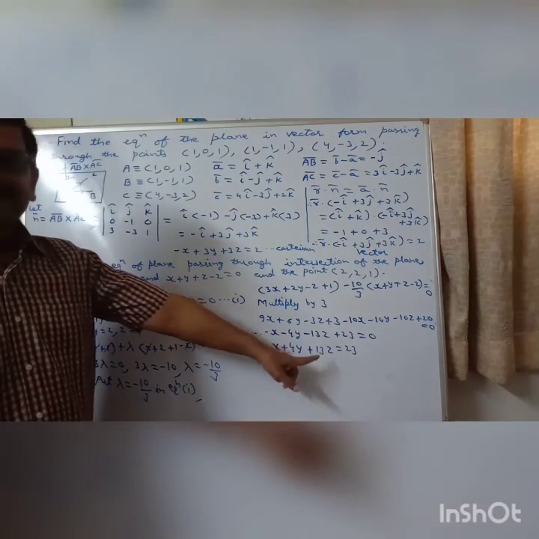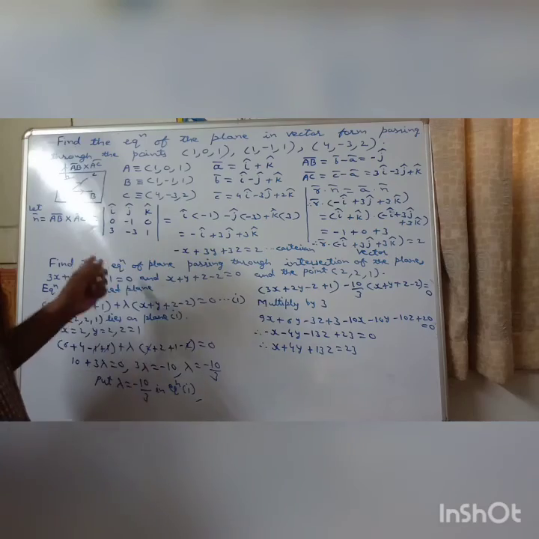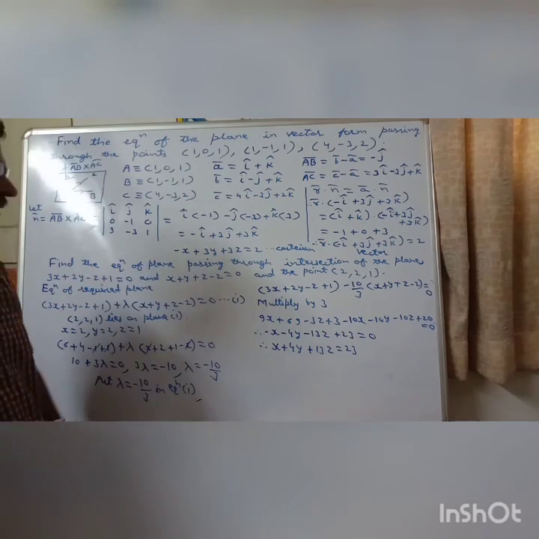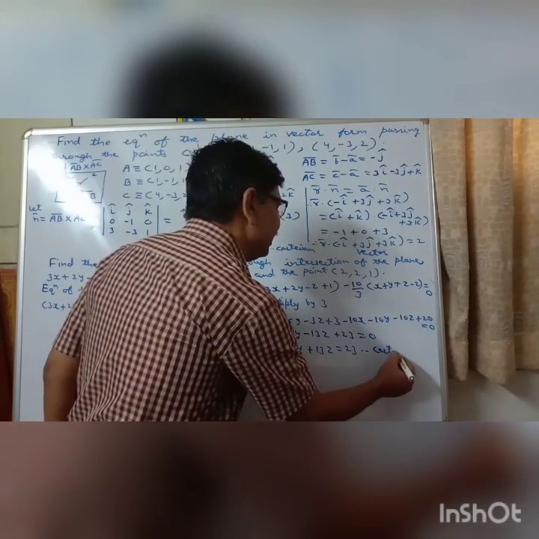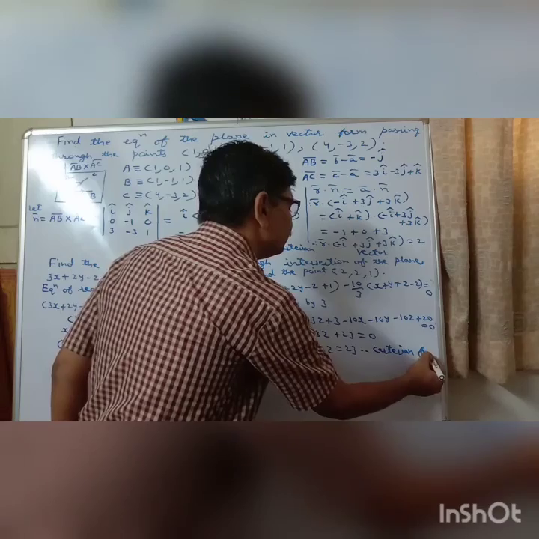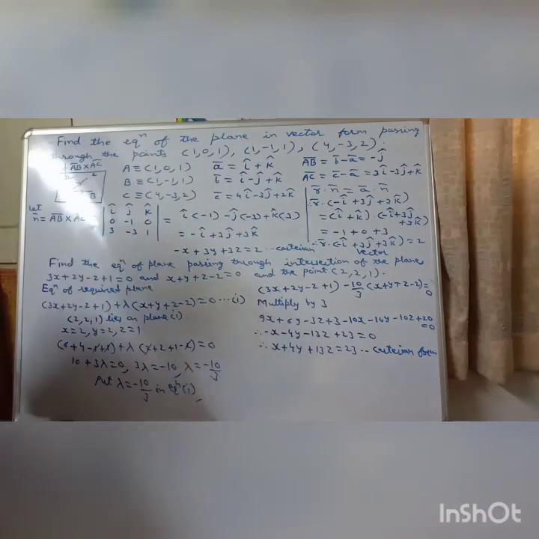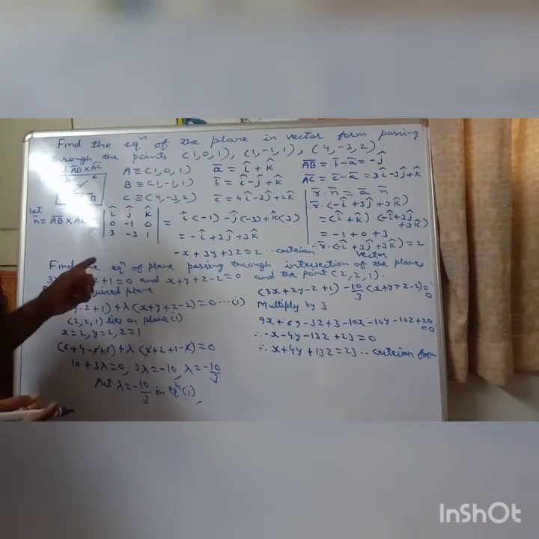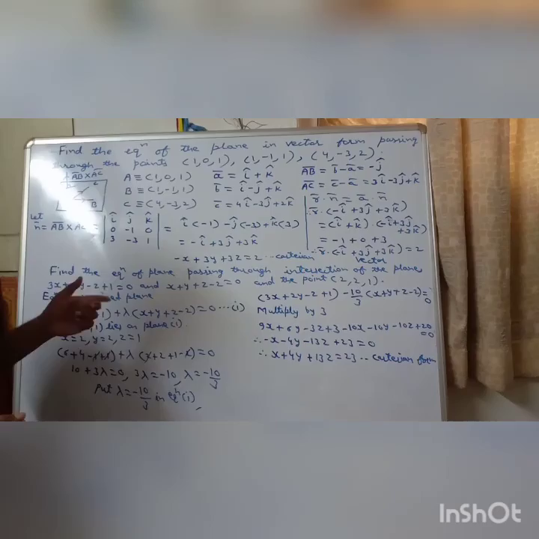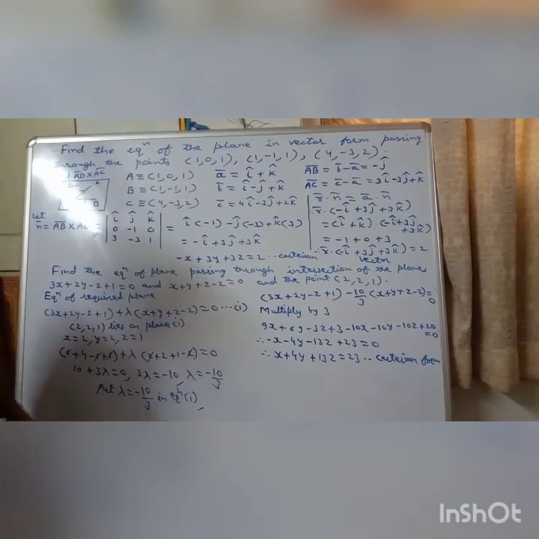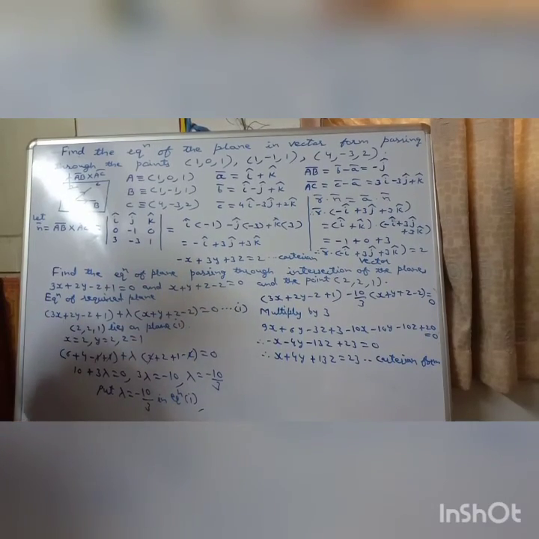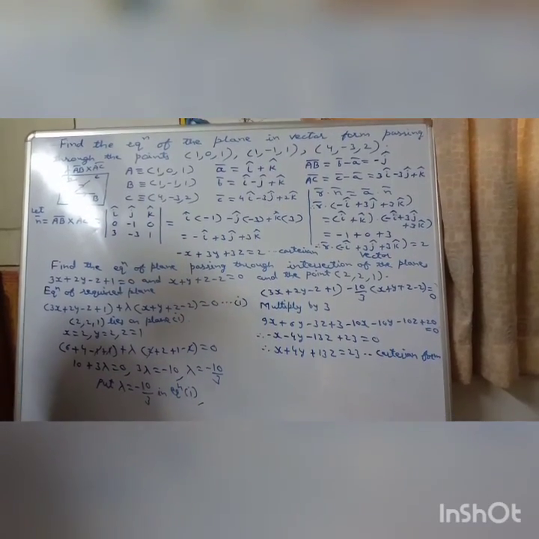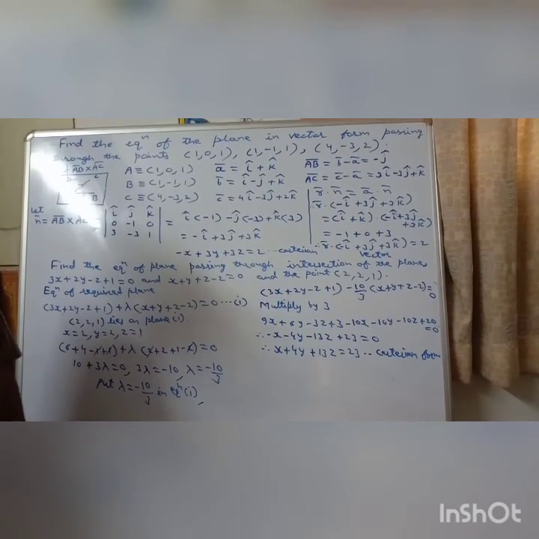Now this is the equation of the plane which is passing through the intersection of two planes and one more point. This equation is in Cartesian form. In the example, we have to find the equation of the plane. It is not mentioned whether to find it in Cartesian form or vector form. But the given equations of two planes are in Cartesian form. So it is sufficient here to find the equation of the plane in Cartesian form.